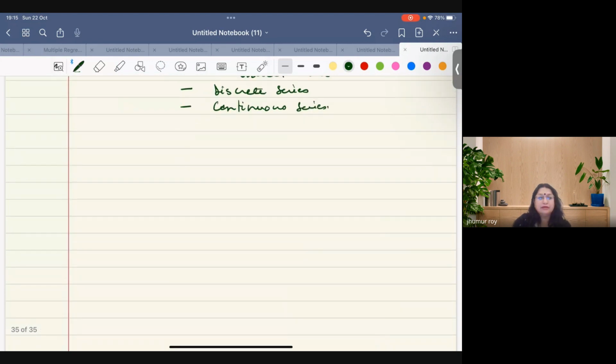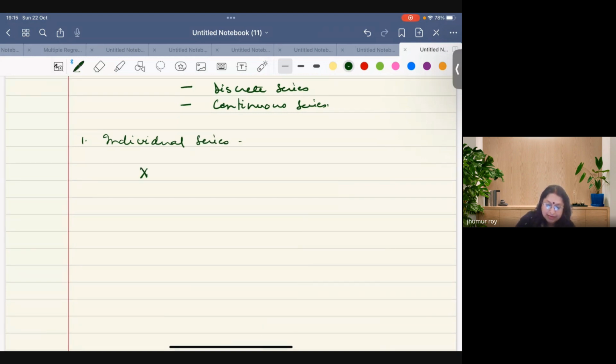Are some people still wanting to join? Let me just see. Okay. So first we come to individual series. In the individual series, the formula of mean is taken as x bar is equal to sigma x by n. So it is summation of all values of x divided by n.